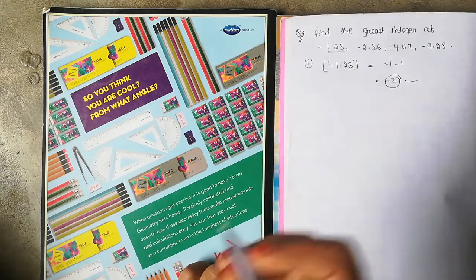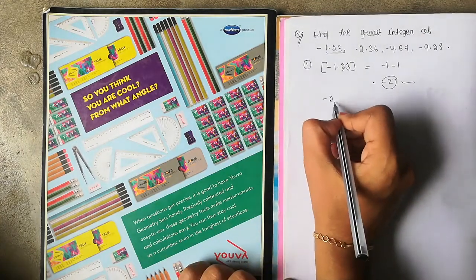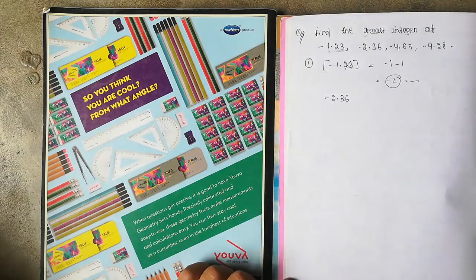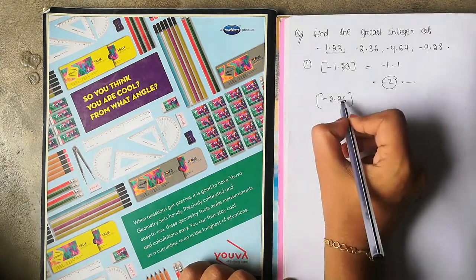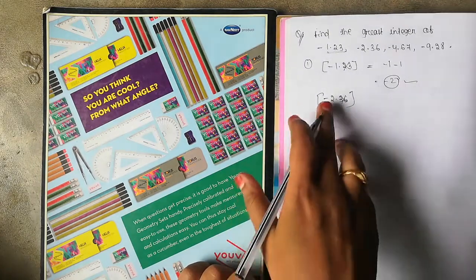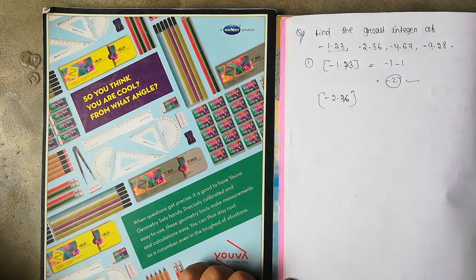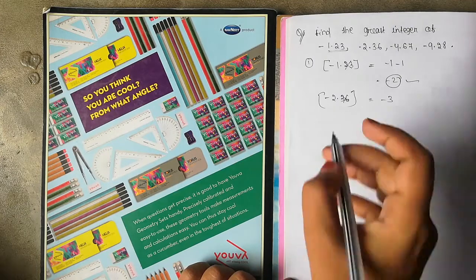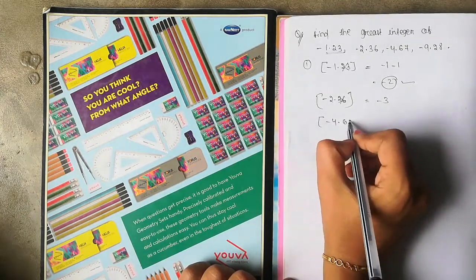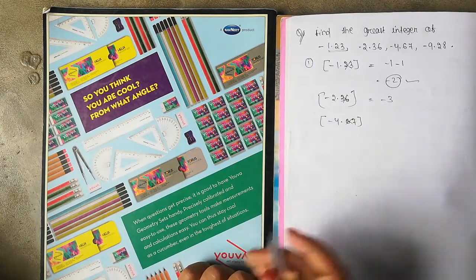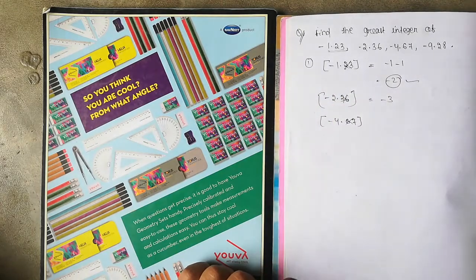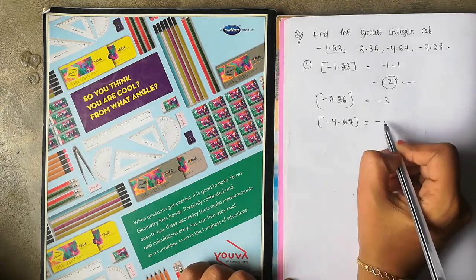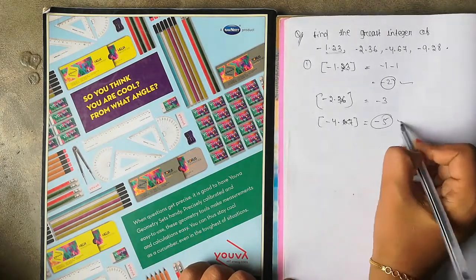This is my answer. Okay, next thing, minus 2.36. Okay? So I know that I will not take the decimal value. What is the remaining? Minus 2. Again you subtract 1. I will get minus 3. Okay? Next. Minus 4.67. You delete this portion. So don't do it like this in your notebook, just think in your mind. So minus 4. Then again subtract 1. So I will get minus 5. This is my answer. Okay?